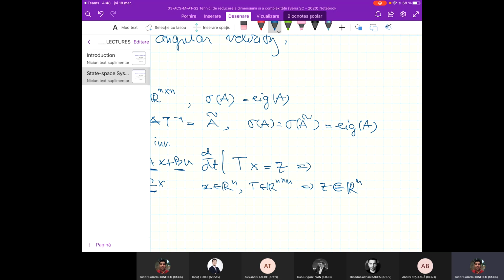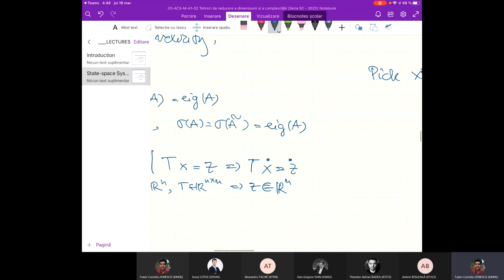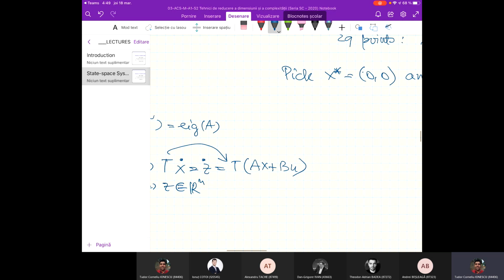T is a constant matrix. If you take the time derivative, this is T x dot. True? This equals z dot. But T x dot, from this relation here, is T times (Ax plus Bu). Do you agree? Then this is TAx plus TBu.